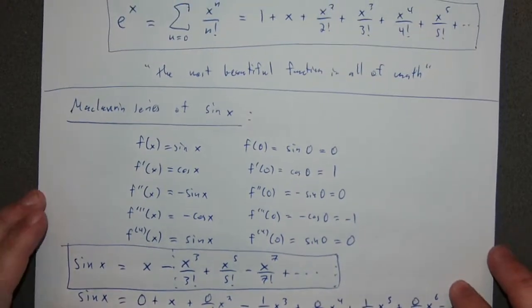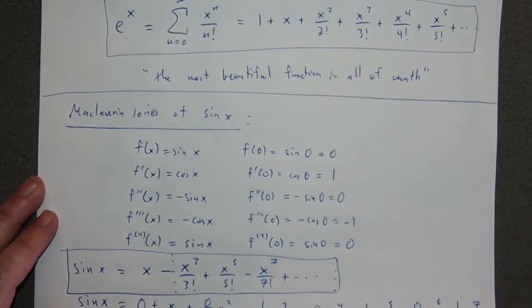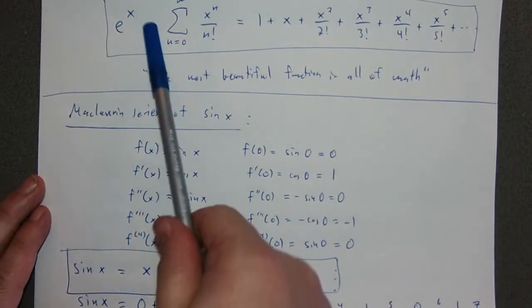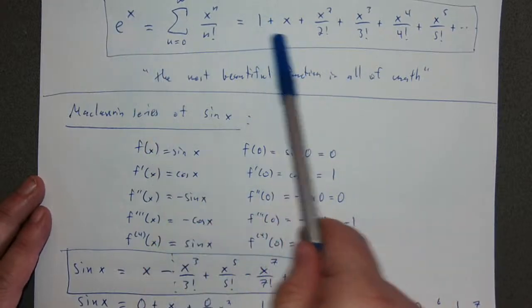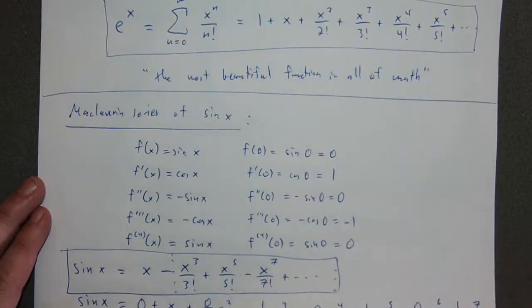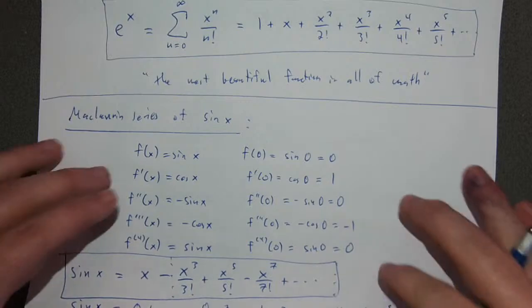So I want you to compare that to what's written here. How are they related? Well, I have this alternating sign business, so there are some minus signs in here. But also notice that this only contains the odd powers, whereas e to the x contains all the powers.